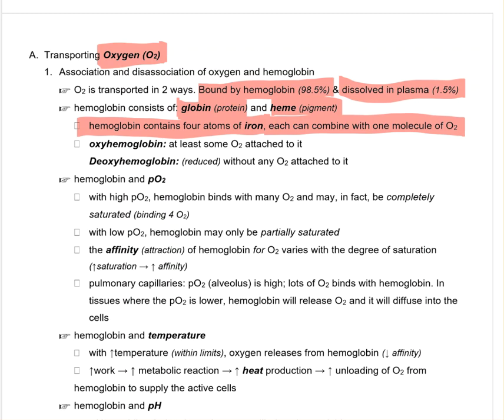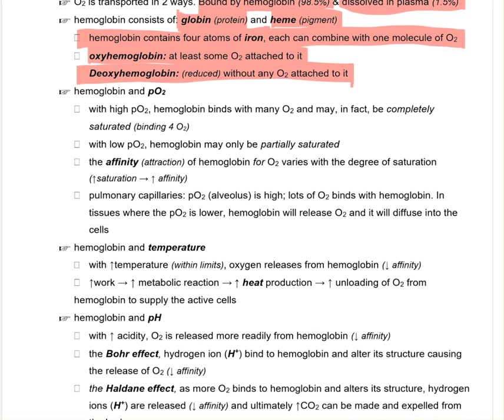Now, if there's at least some oxygen attached to hemoglobin, we call it oxyhemoglobin. And if there's no oxygen attached, we call it deoxyhemoglobin. Okay? Now, let's talk about how hemoglobin and the pressure of oxygen are related. If you have a lot of pressure of oxygen, high oxygen, hemoglobin will bind with many oxygens and in fact may be completely saturated. Now, you may have had your sat oxygen level taken before, right?